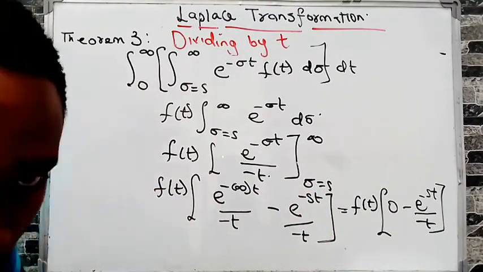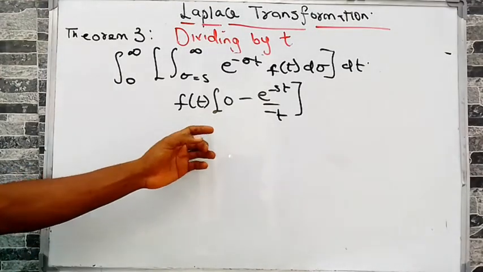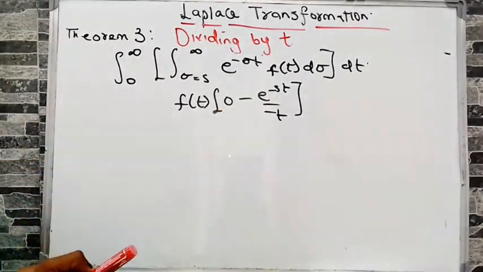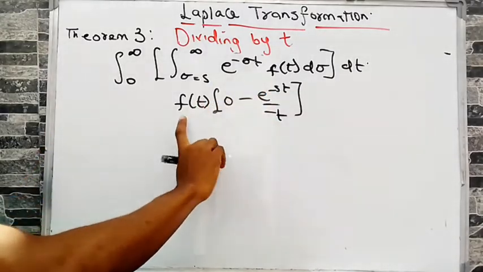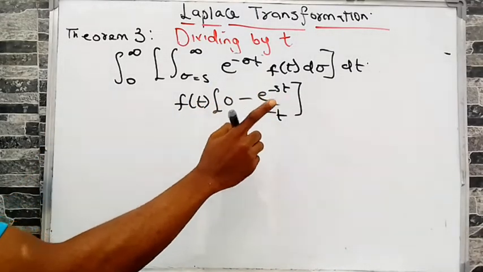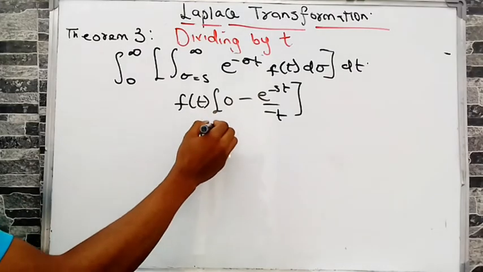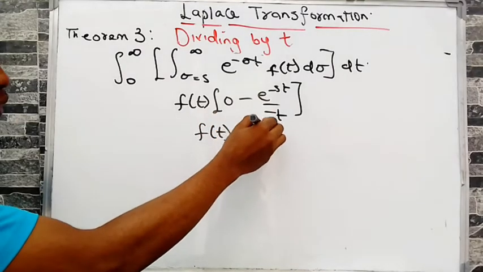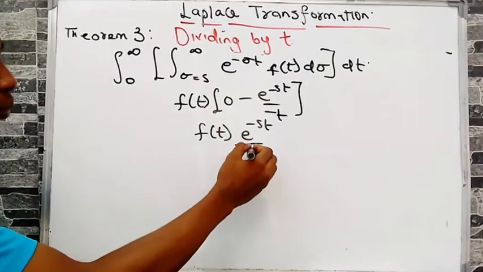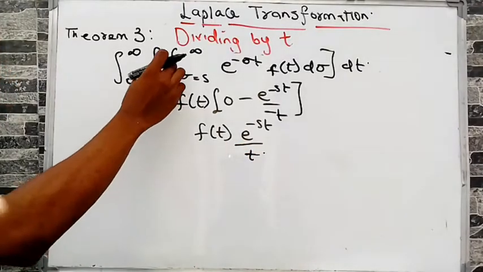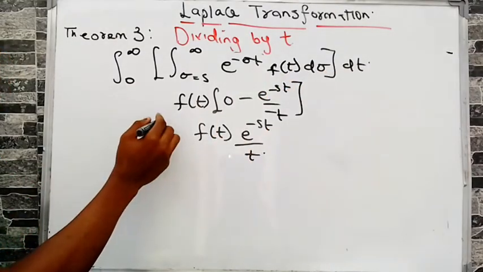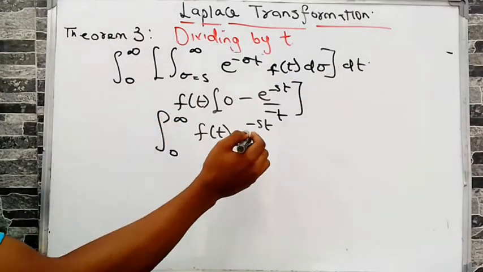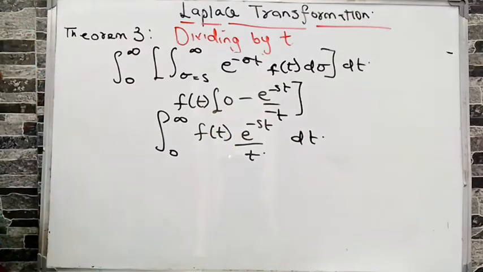Now let's continue. Multiplying through by function of t, this time this is 0, and this time we'll have minus times minus is plus, right? So this time we'll have function of t exponential minus st divided by t, right? So having solved this, we are left with this. Bringing this down, this is the integral from 0 to infinity with respect to t, right?